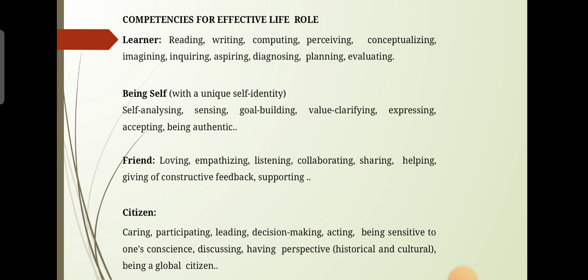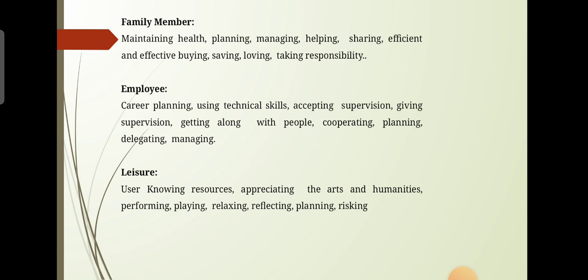Then friend: you should have characteristics like loving, empathizing, listening, collaborating, sharing, helping, giving, right? Citizen is nothing but caring, participating, decision making, acting, being sensitive to conscience, discussing. Family member is nothing but maintaining health, planning, managing, helping. These are some of the characteristics where we play. As an employee, you will be career planning, using technical skills, accepting supervision and all. Leisure means knowing the resources, appreciating the arts, humanities, performing, playing. These are some of the things that come under leisure.